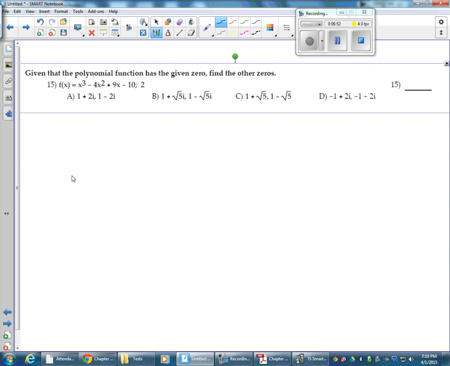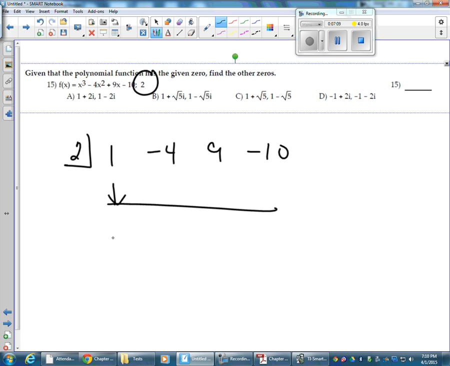Number 15. What if I know that one of the zeros is 2, and I've got to find 2 more zeros because it's a third power? So what I'm going to do is synthetic division to see what I have once I've taken out that zero, and it should go into it evenly. So 2 times 1 is 2, add, you get negative 2. Negative 2 times 2 is negative 4, add, you get 5, and then remainder of 0. So here's what I've got, x squared minus 2x plus 5, and that doesn't factor.